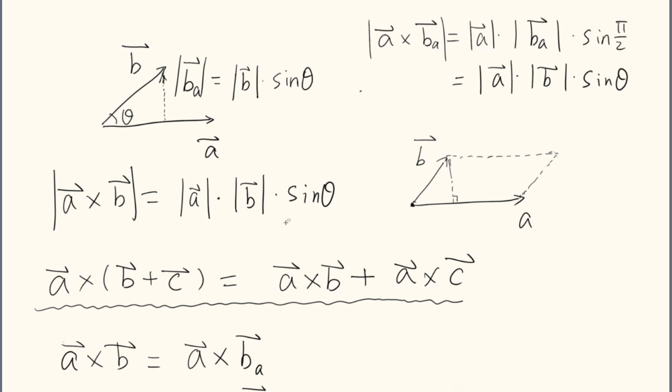And the magnitude of this cross product is this, and the magnitude of this cross product is the magnitude of vector A times this times sine pi over 2, because the angle between these two vectors is 90 degrees. So this is 1.